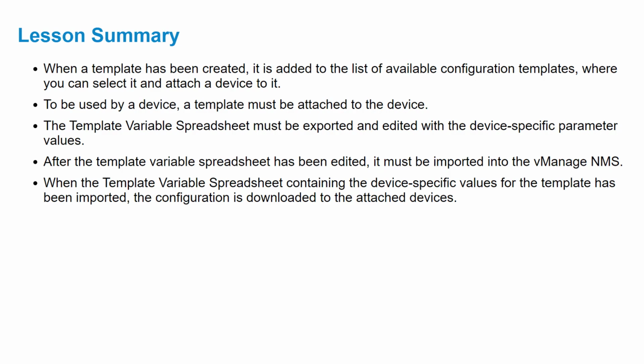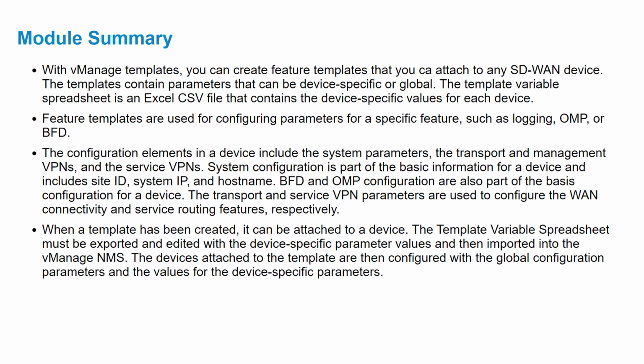All right, so that concludes that lesson, but it also concludes the module. We talked about a lot of things in this module, right? What are vManage templates? What are feature templates? How can we assign them? How can we create them? What is the Excel CSV file? How does it contain device-specific values? We looked in detail at quite a few of the feature templates themselves: the system, the logging, the OMP, the BFD, and so on. We also looked at the potential of all the other templates that might exist.